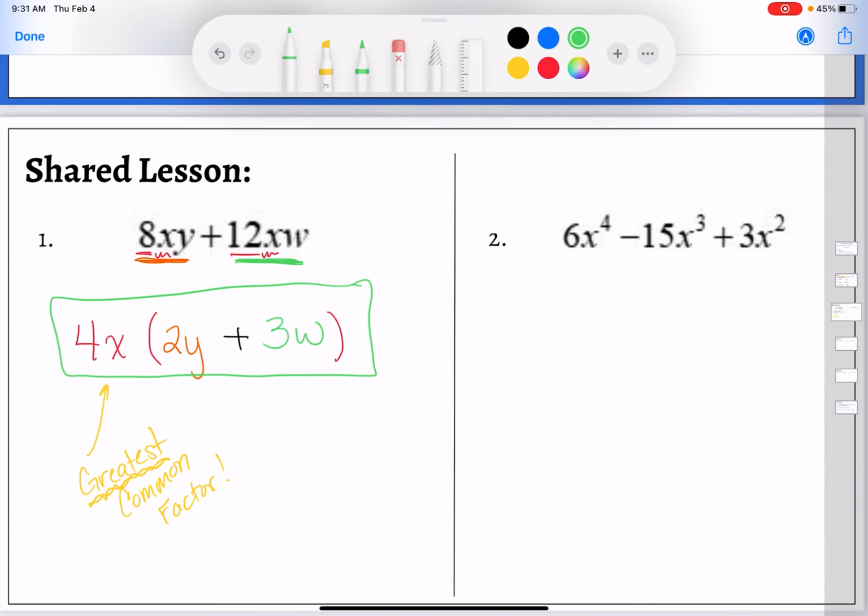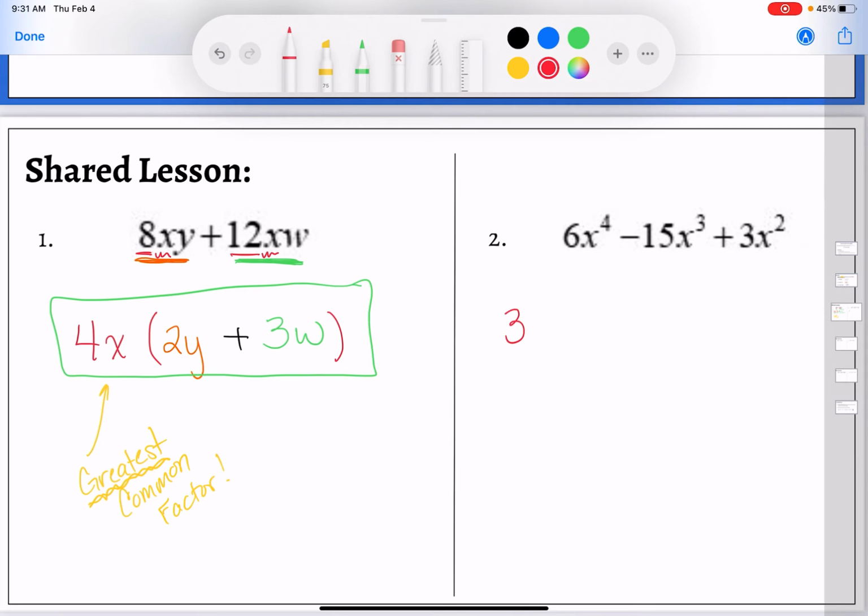I have 6x to the 4th minus 15x to the 3rd plus 3x squared. So I look at my numbers first. I say, okay, what would be a common factor? 6, 15, and 3. Well, they all have a factor of 3, right? I don't think I can get anything bigger than that with my 3x squared at the end. I think 3 is as big as it could go. All right, so I definitely have a 3 as part of my GCF.